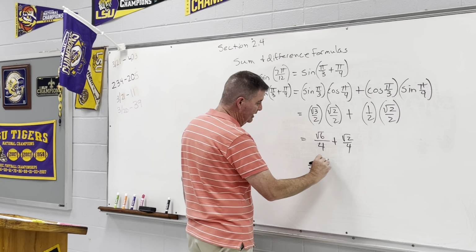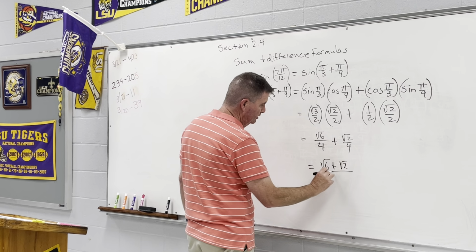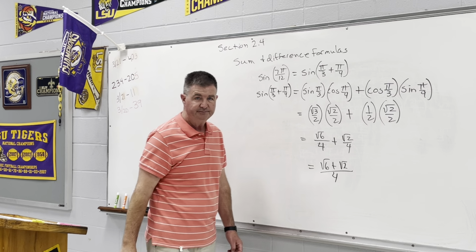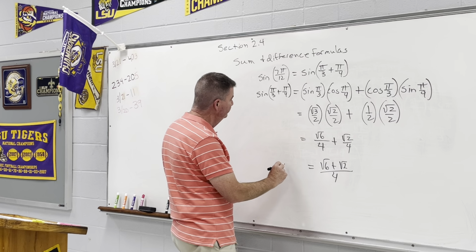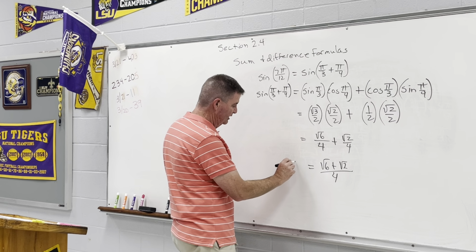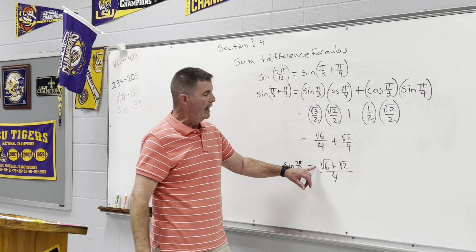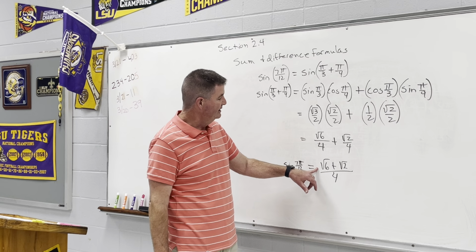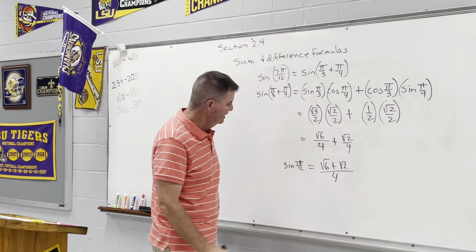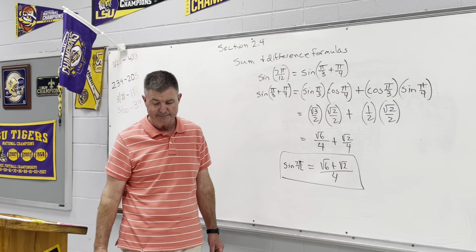And when we add them together, it comes up to be the same answer as the last one, which is square root of 6 plus the square root of 2 over 4. So that's going to be the sine of 7 pi over 12. Again, it's going to be odd looking answers, but since it says find the exact answer, it has to stay using radicals.